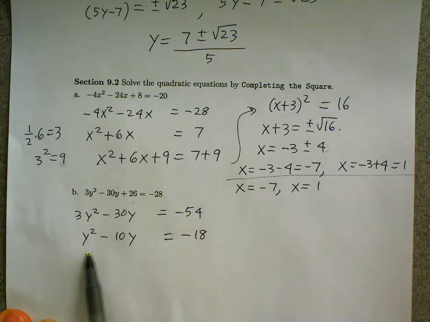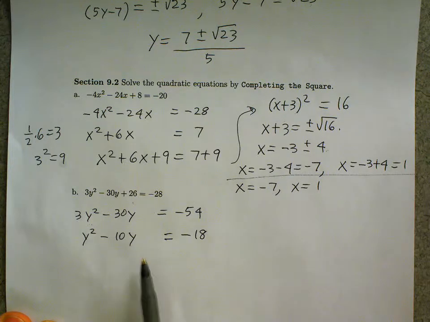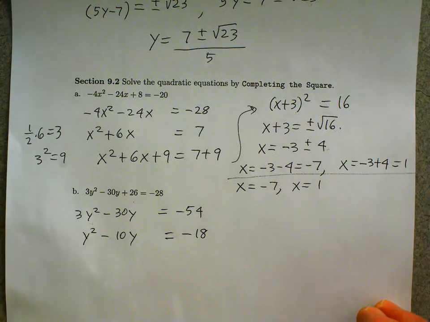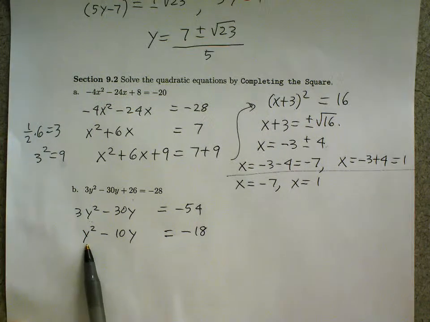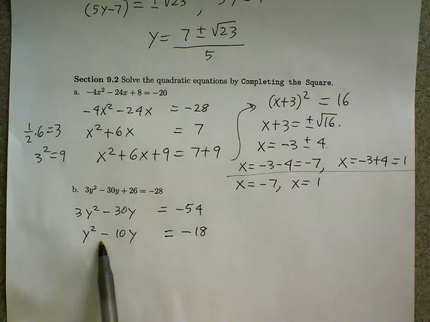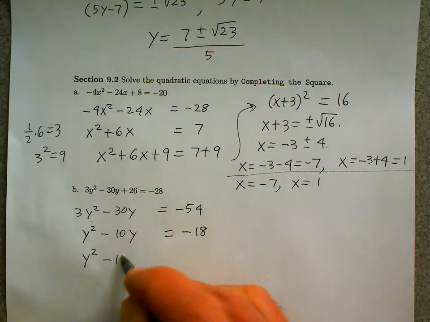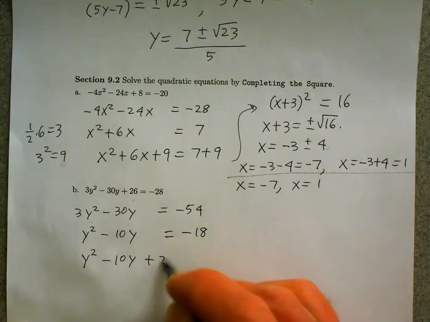Now we are ready to create a perfect square trinomial. We're going to add a number to both sides of the equation, and the number that we add will make the left-hand side a perfect square trinomial. So now that the coefficient of y squared is 1, we take half of negative 10 and square it. So half of negative 10 is negative 5. When you square negative 5, you get 25. So we're going to add 25 to both sides of the equation.